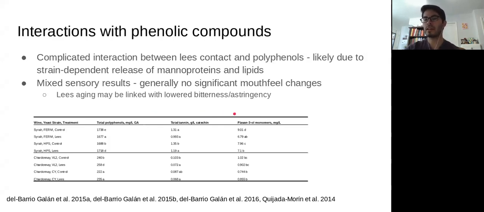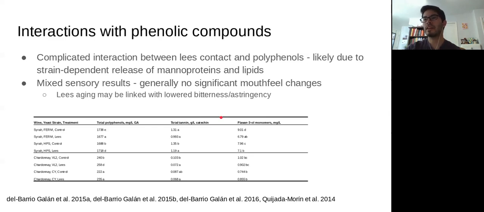For tannin and flavan-3-ol monomers, aging on lees either causes no significant change or it decreases their concentration. So there's a bit more of a trend here. And as you can expect from all of this, the sensory results are also generally mixed, especially for white wine. For red wine, some papers indicate that lees aging causes no change in bitterness and astringency, while other papers indicate lowered bitterness and astringency, which aligns pretty well with the results that we see for tannin and flavan-3-ol monomers.